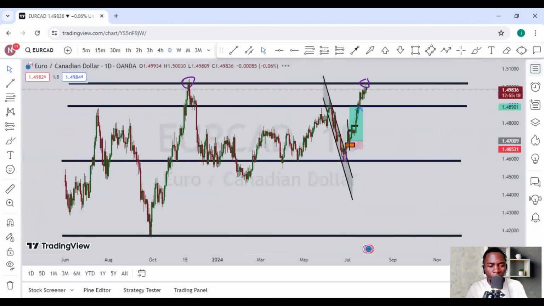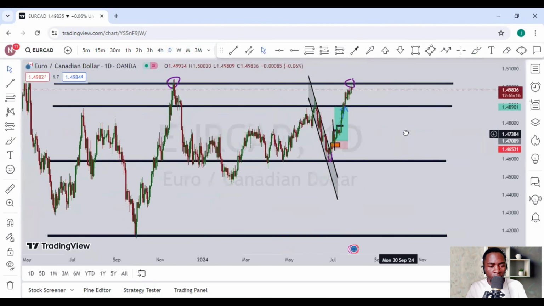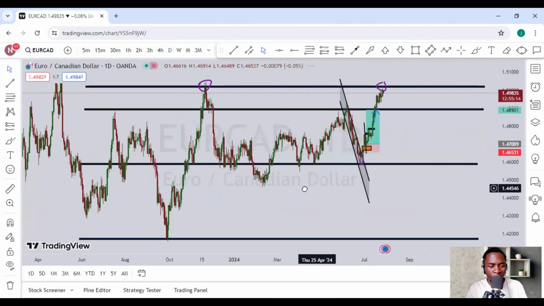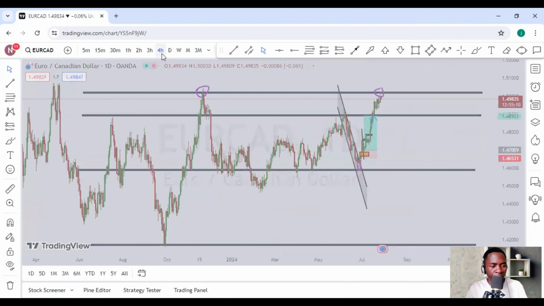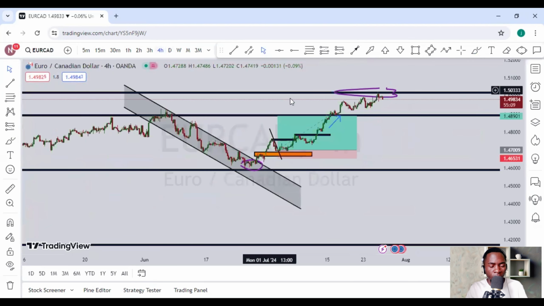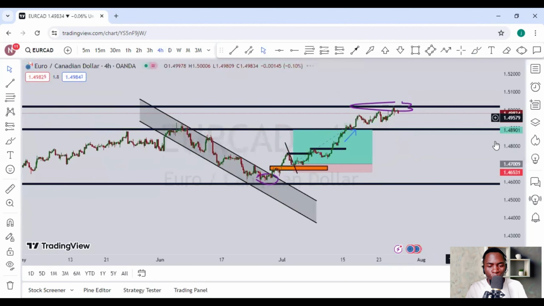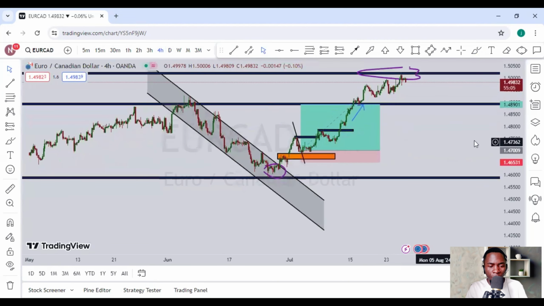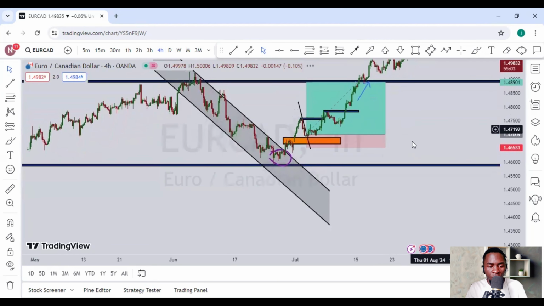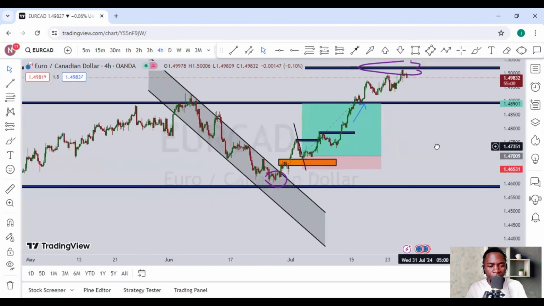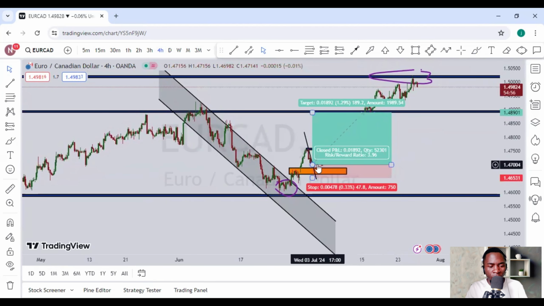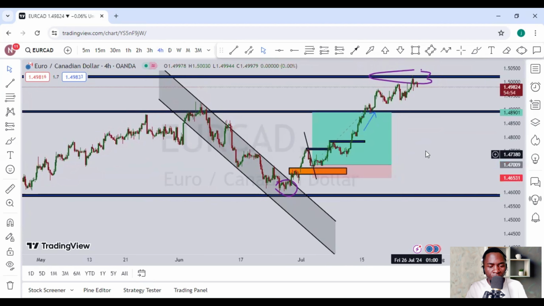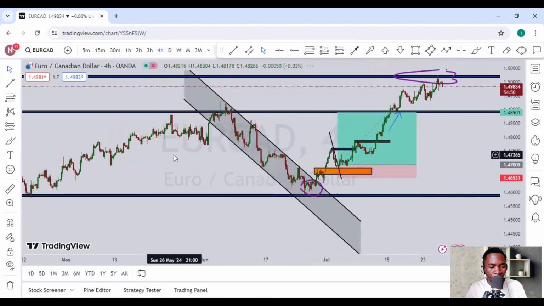Euro CAD, I'm also done with Euro CAD. As you can see very clearly, this market went direct to my take profit. I analyzed this pair here on one of my episodes. I talked about how I entered this trade, how I took my first profit here, and the rest I broke even. Then the market went direct to my take profit.